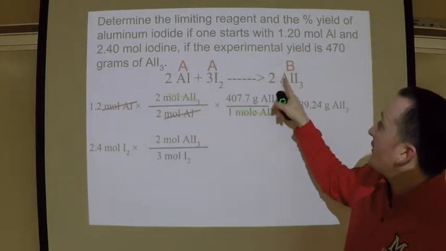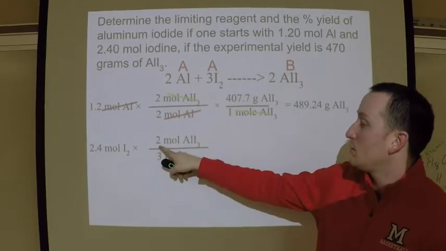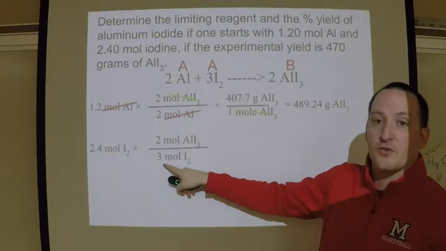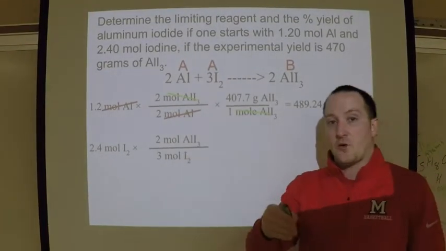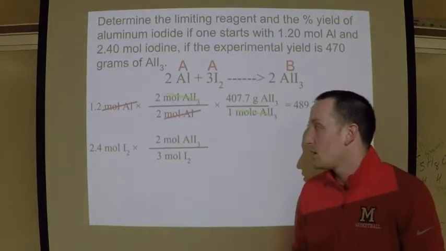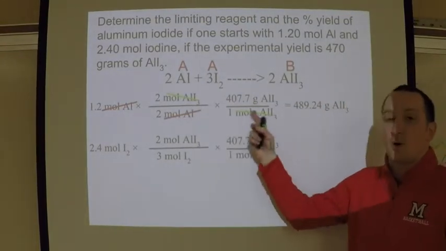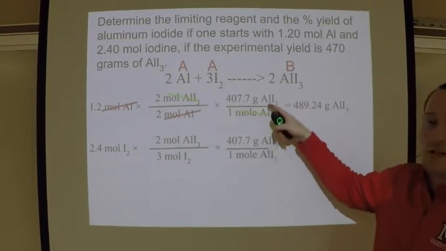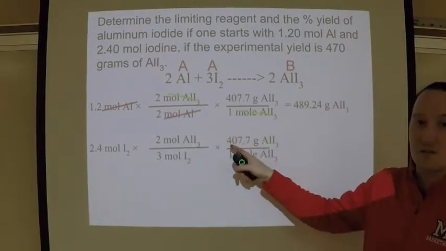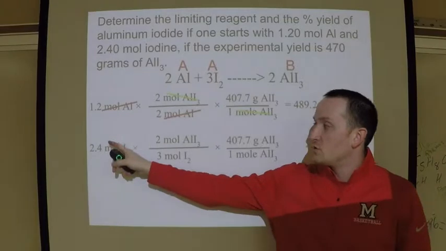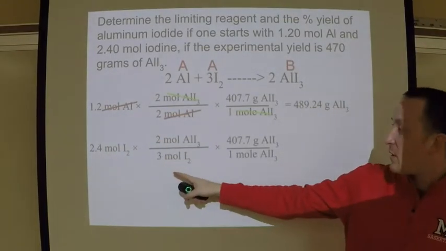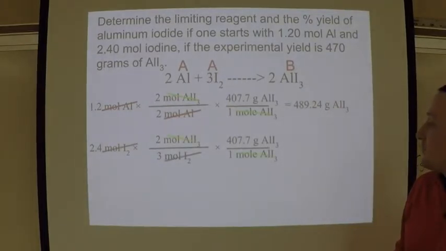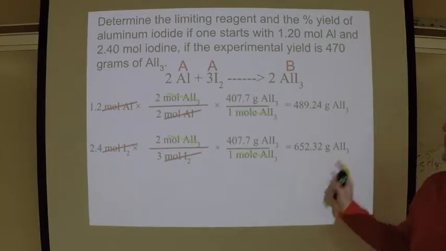So B is labeled as AlI3, so it's 2. So that's why I put this 2. And then over A, because I'm using iodine now, its coefficient is 3. So over 3 moles of I2. So this is B over A. So I'm changing from moles of A to moles of B. Now I would be in moles of B. Next step is I need to multiply by the molar mass of my substance B. Well, my substance B hasn't changed. It's still the same as in the last problem. It's AlI3, so it has the same molar mass. I'm going to do 2.4 times 2 divided by 3 times 407.7. And what that gives me is my amount of AlI3 that would be produced if I had used my iodine.